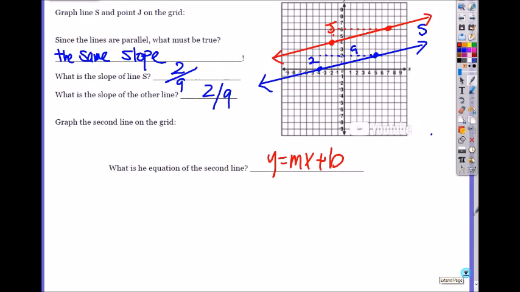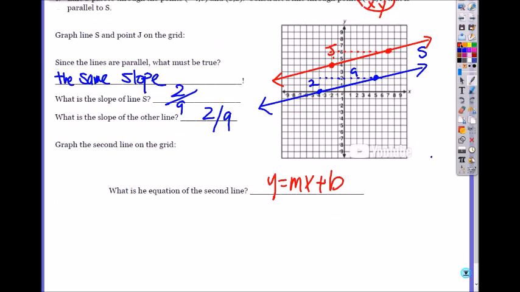So what is y? This point was (-2, 4), so y is 4. What is slope? 2/9. What is x? -2. What is b? That's what we are solving for. So just put b. So 4 equals 2 over 9 times -2, which is the same thing as -2 over 1.